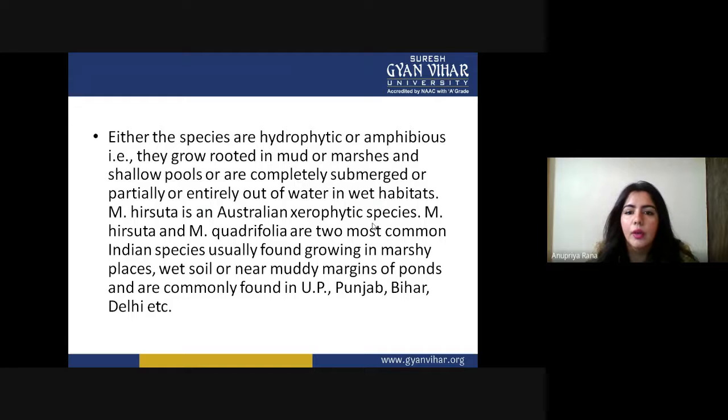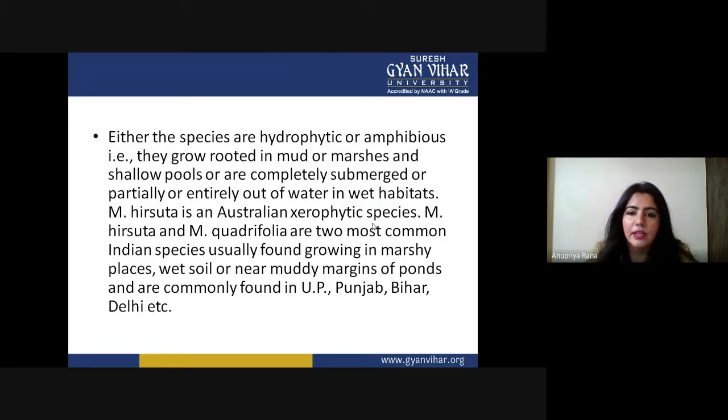Completely submerged means completely under the surface of the water. Partially means half of their body will be above the water surface and half of the body will be below the surface. Entirely out of the water habitat means the total body of the Marsilea will be above the surface of the water.